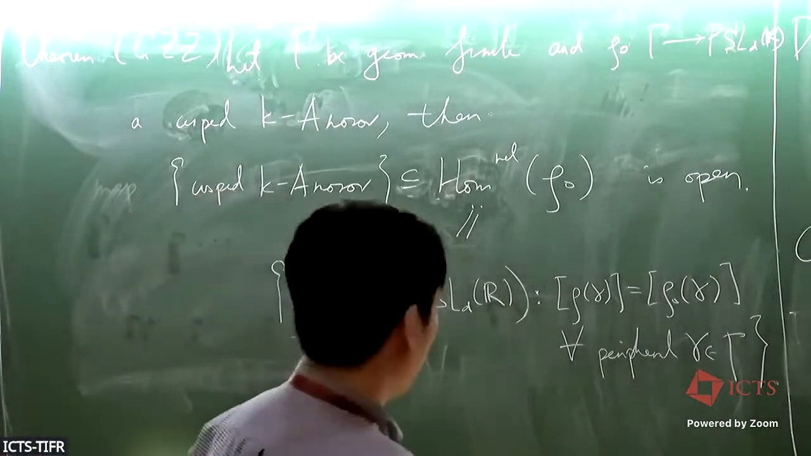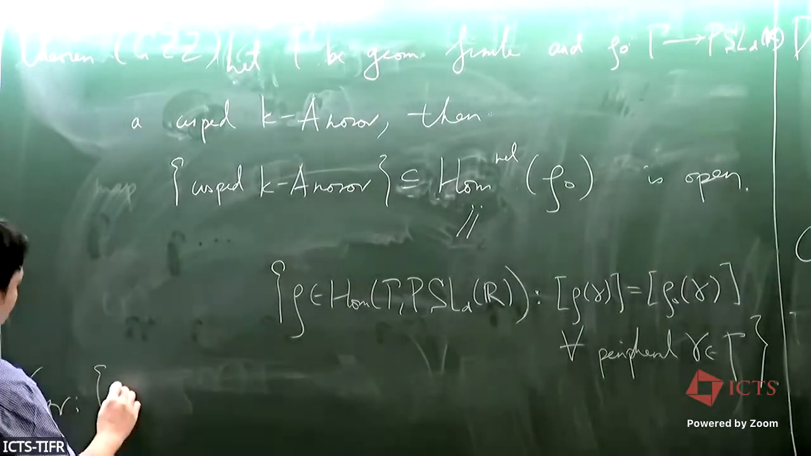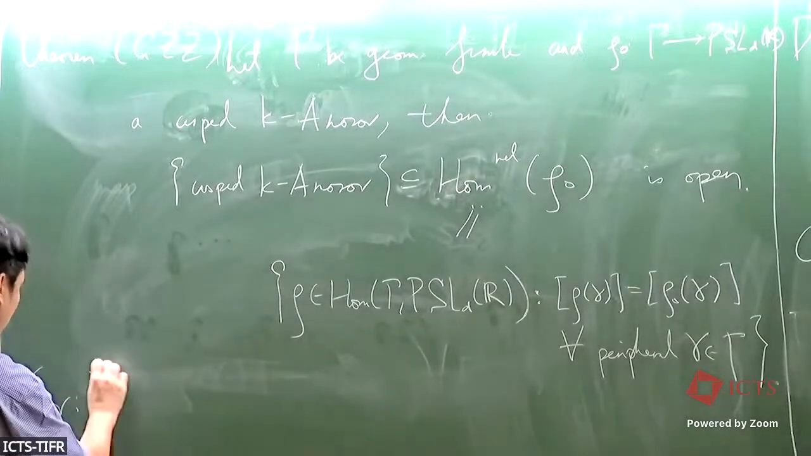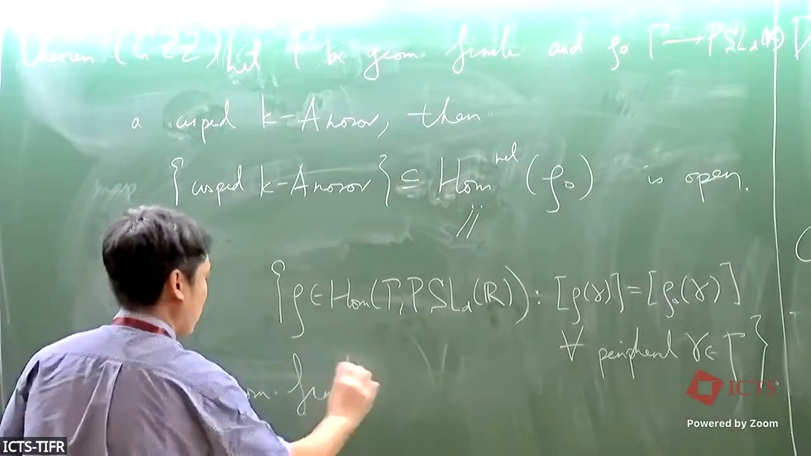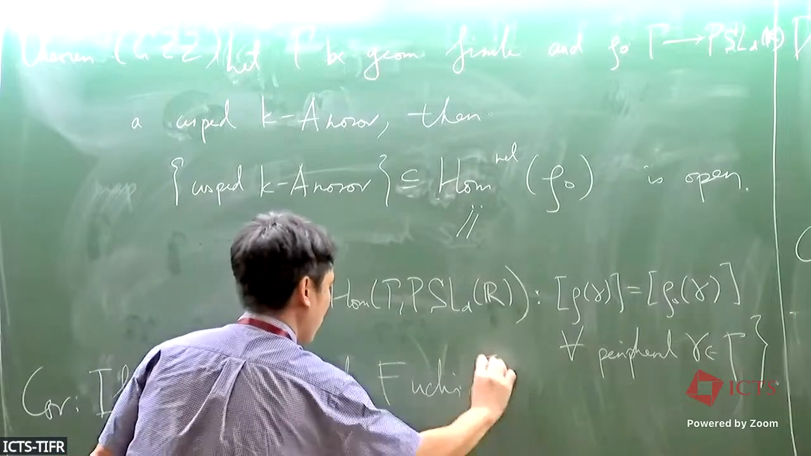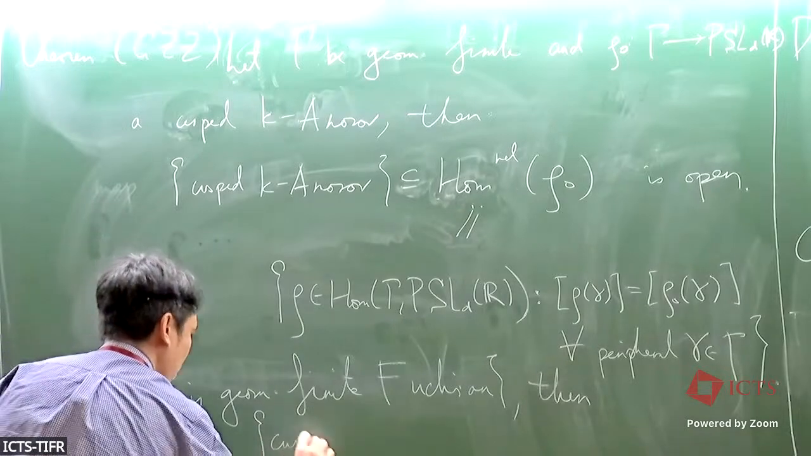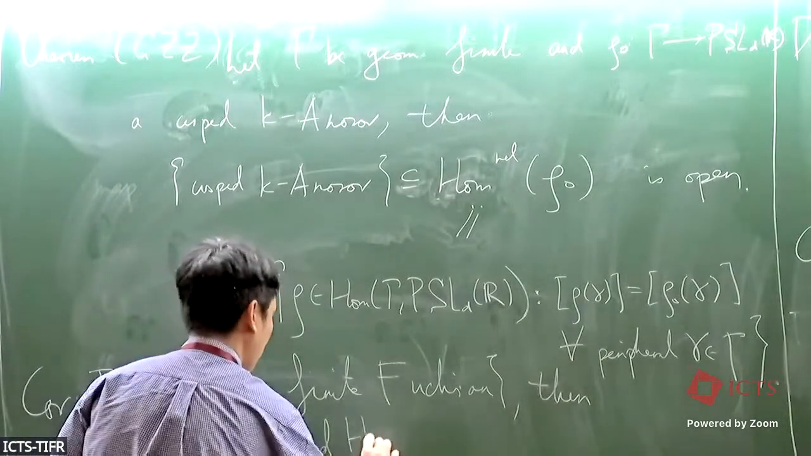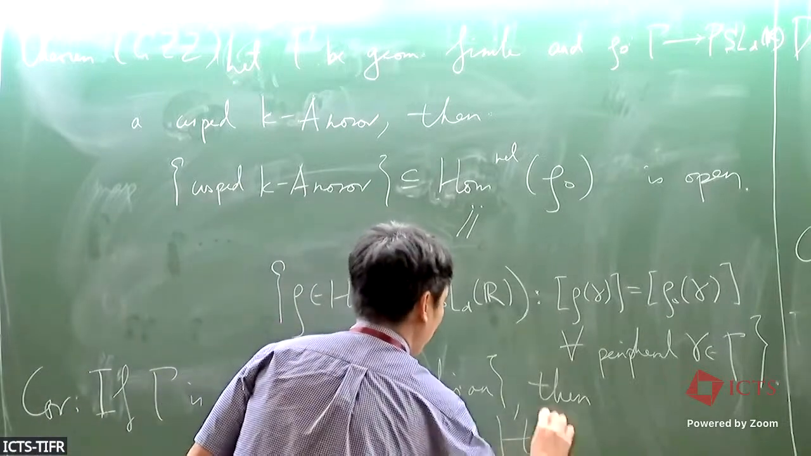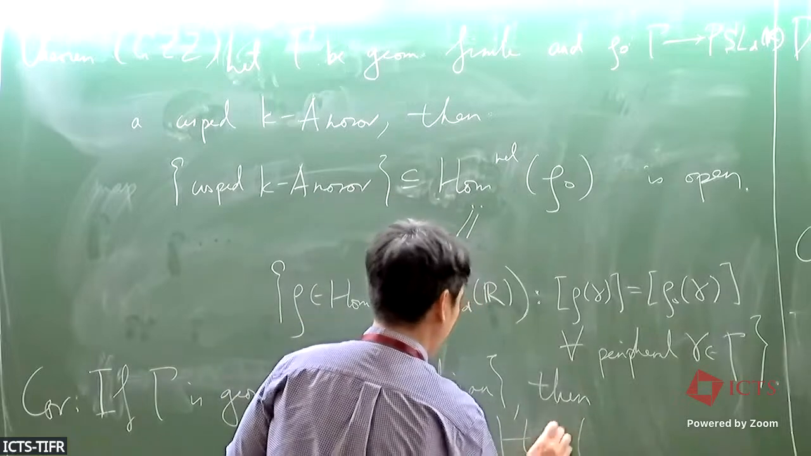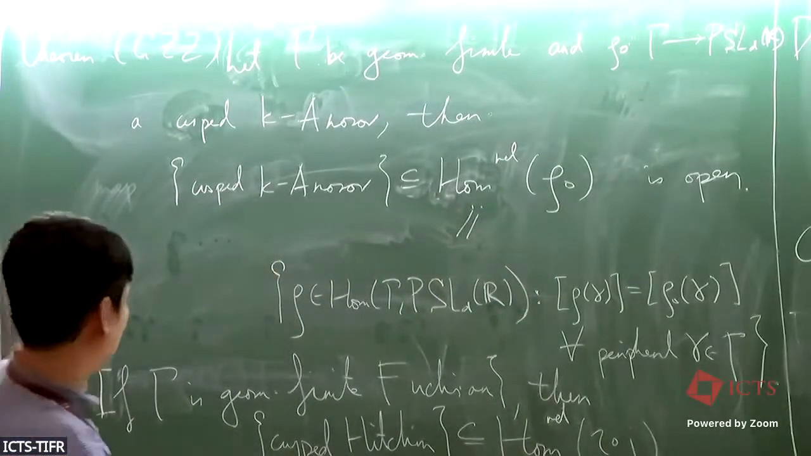Okay, so as a consequence of this, you see that the set of Hitchin, if gamma is geometrically finite, and then the set of cusp Hitchin representations inside of Hom, let's say, I take iota composed with a discrete faithful representation from gamma to PSL_2(R). Okay, this is open.